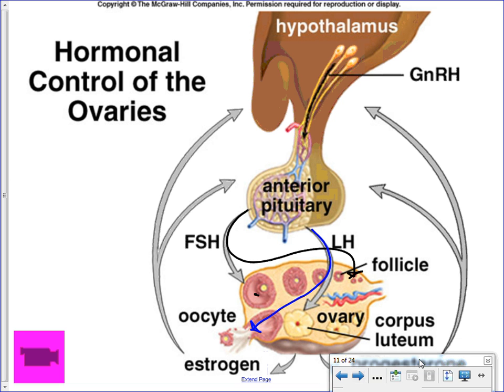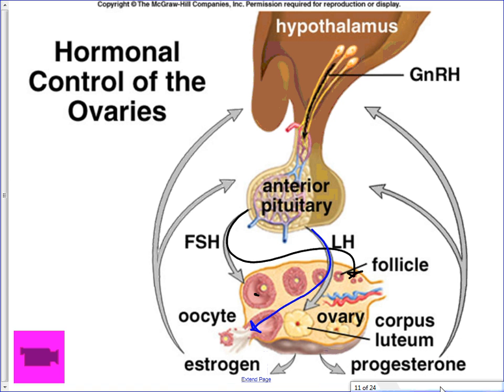So I did mention before that it is the follicle cells that are going to be producing the estrogen. So all these ones here, the bigger the follicles get, the more estrogen that is going to be produced. And once that egg is released in the process of ovulation, then the corpus luteum is going to be producing both the estrogen and the progesterone.